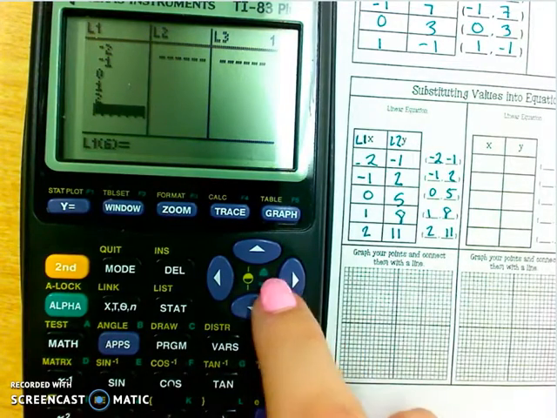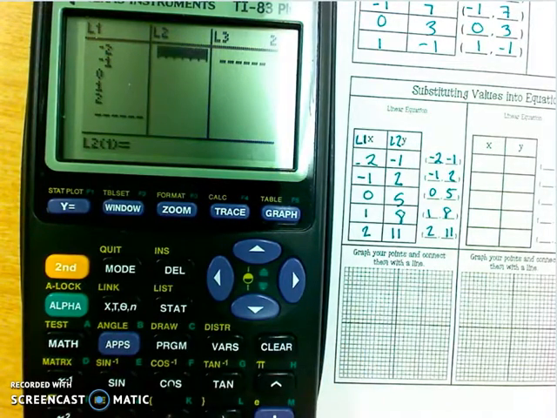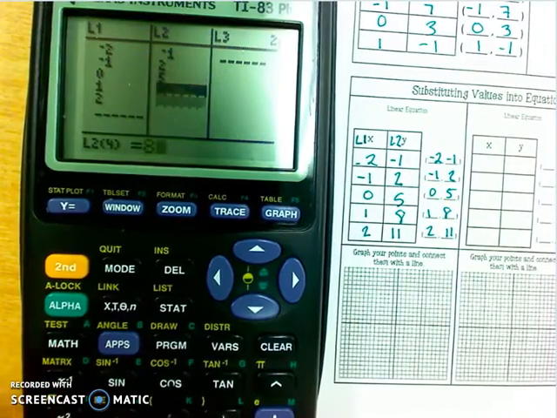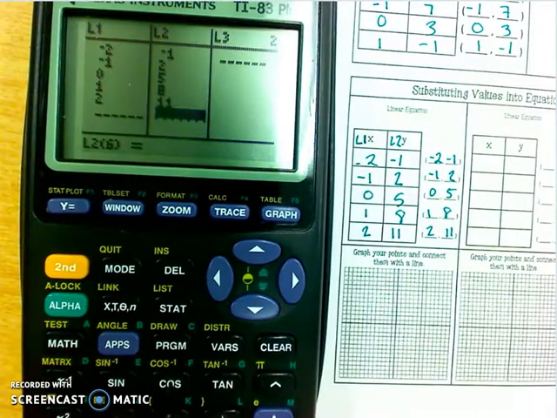Okay, and then I'm going to use my arrow over to list 2 to put in my Y's. -1, +2, +5, +8, and +11. Okay, now my lists are in.